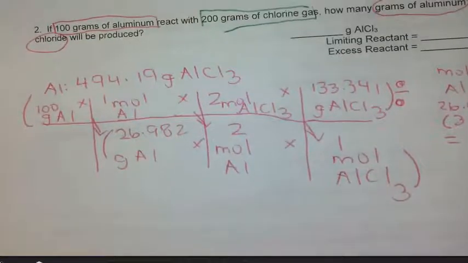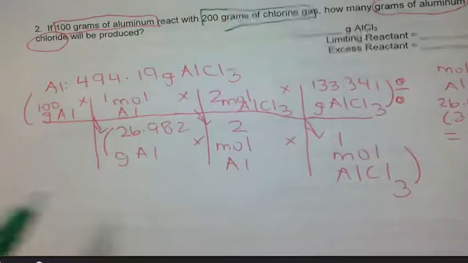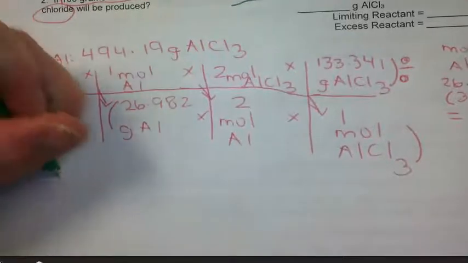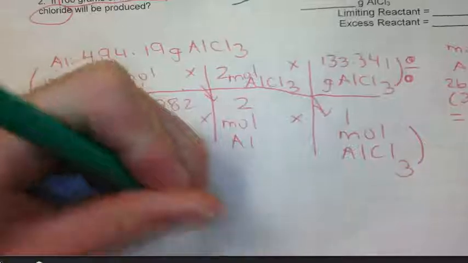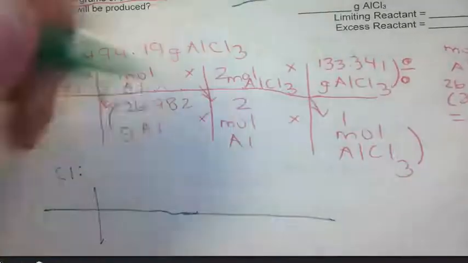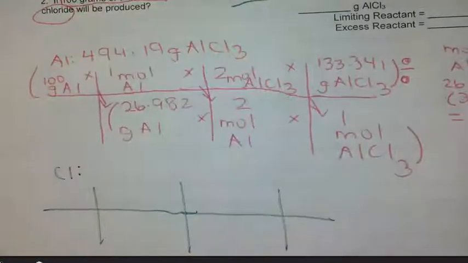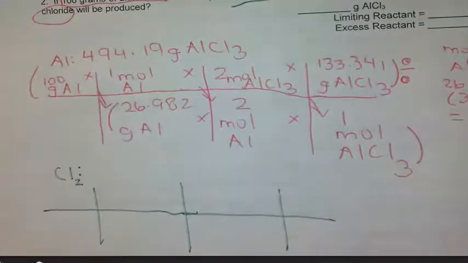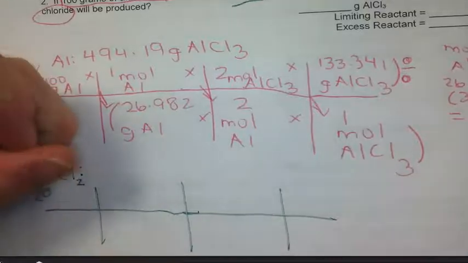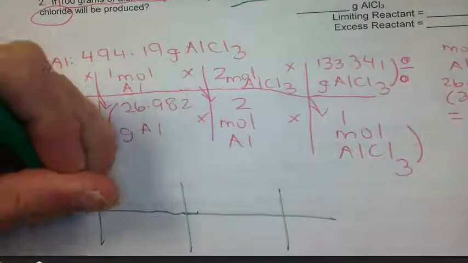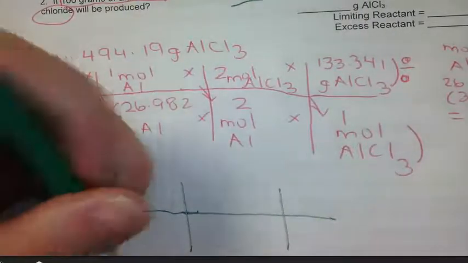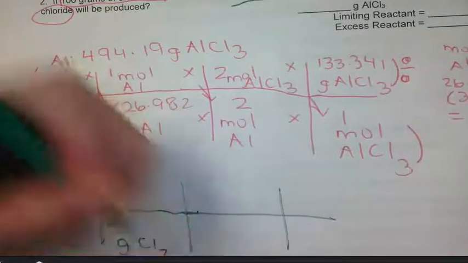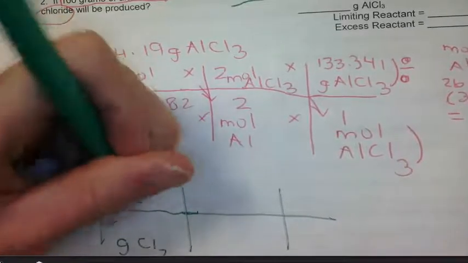Now we have to go back and do the same thing, but we need to use chlorine instead. So this is why it's handy to use two separate colors. Chlorine, we want to do the exact same thing. Okay, so with chlorine, remember that it's actually Cl2. So we're going to start with our given, which is 200 grams of Cl2. I'm going to just go down. Grams Cl2 in 1 mole of Cl2.